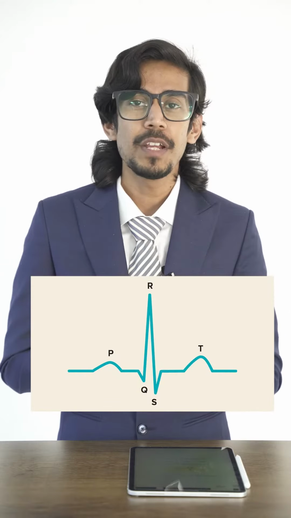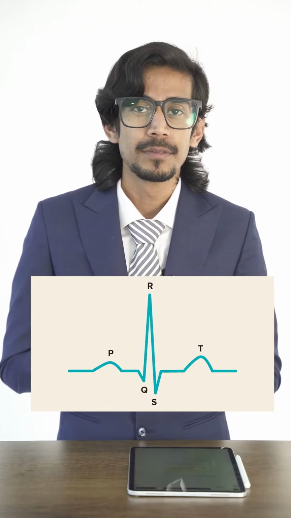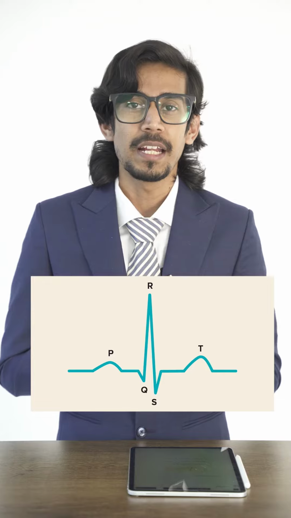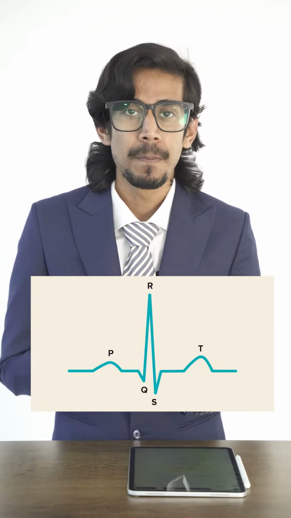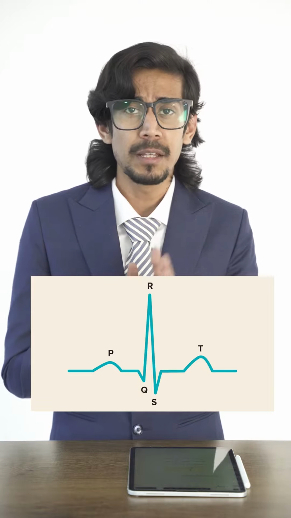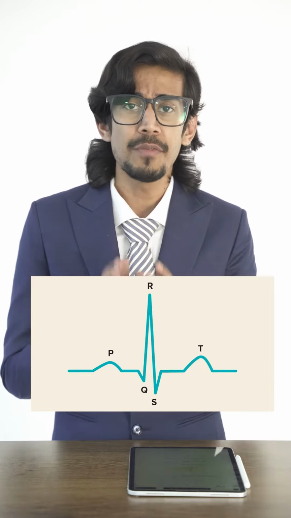Can you identify this figure right now on your screen? Yes, you got it right. It is called an ECG, electrocardiogram. And the different waves that you see, the P wave, the QRS and the T wave, they have some significance. So in today's video, we will learn about the significance of all these waves.